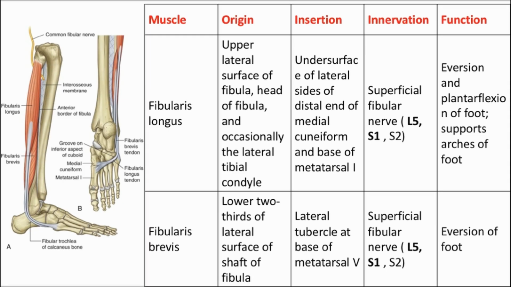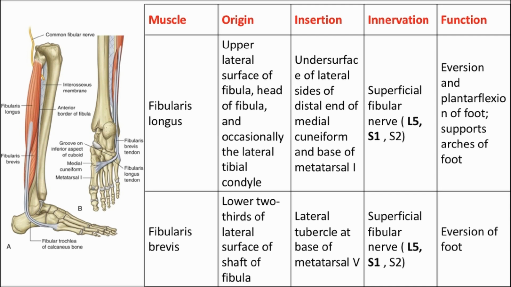So breaking down those two muscles, we have fibularis longus. This muscle arises in the lateral compartment of the leg, but its tendon crosses under the foot to attach to bones on the medial side. And it originates from both the upper lateral surface of the fibula and from the anterior aspect of the fibular head, and occasionally up to the adjacent region of the lateral tibial condyle.